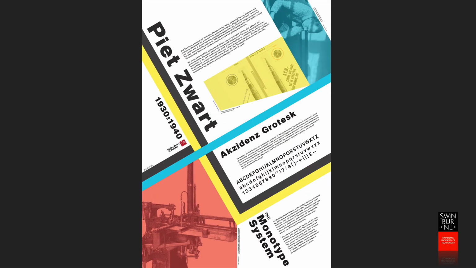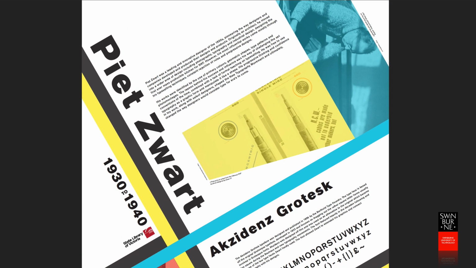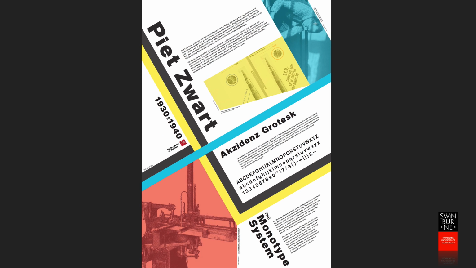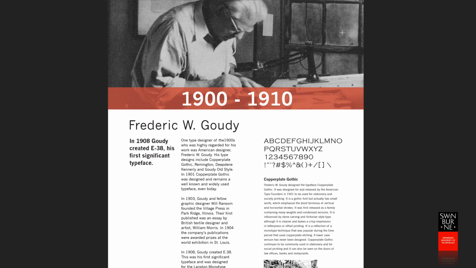This Piet Zwart one, featuring Akzidenz Grotesk as the typeface and the Monotype system as the typographic technology, is a really striking design which has a kind of a nod to the style of the time, of the decade, but still reaches a contemporary audience. The typesetting is elegant, intriguing, dynamic, nice use of colour, interesting use of imagery. Wonderful work.